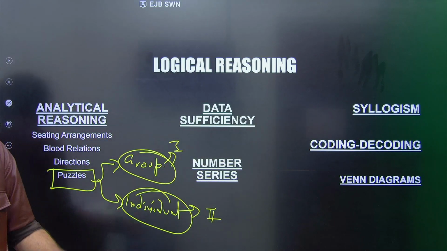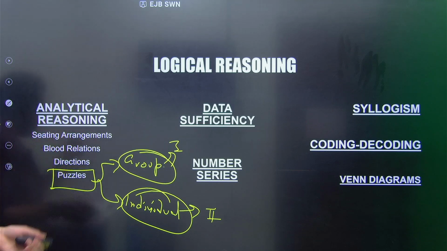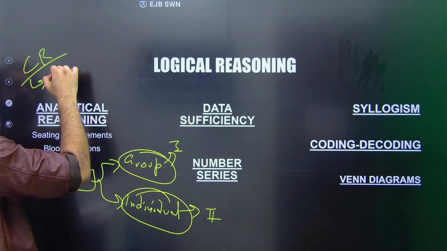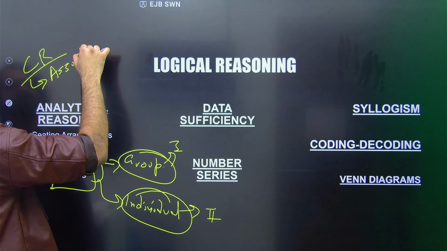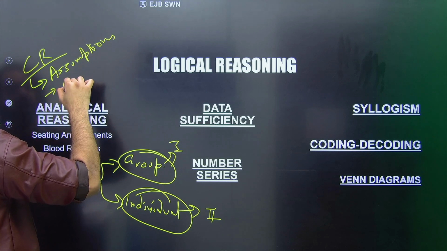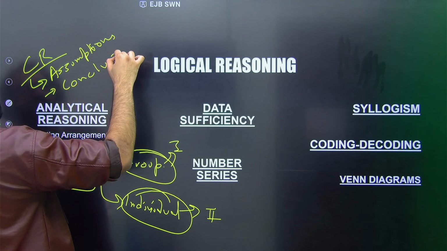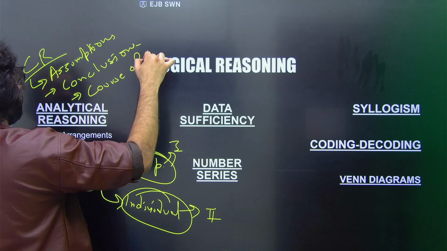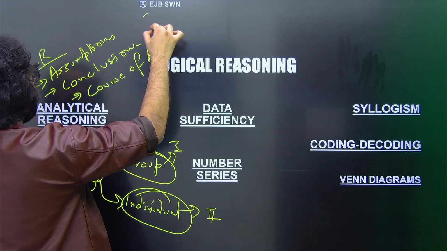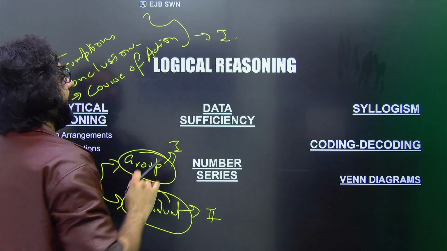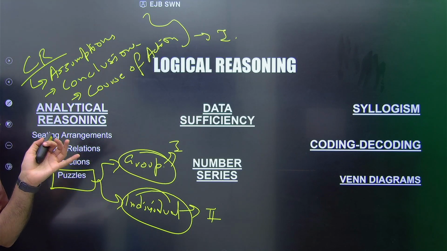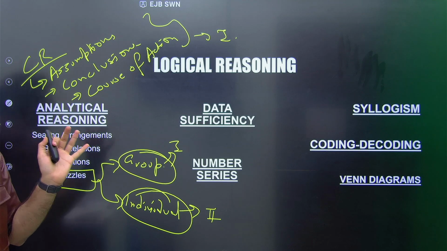Apart from that, in our first segment itself, we have statement, some basic CR. Apart from all of this, which you should absolutely be aware of, which is assumptions, conclusions, and finally, course of action. These are all questions that we would categorize under category 1. This is extremely important.